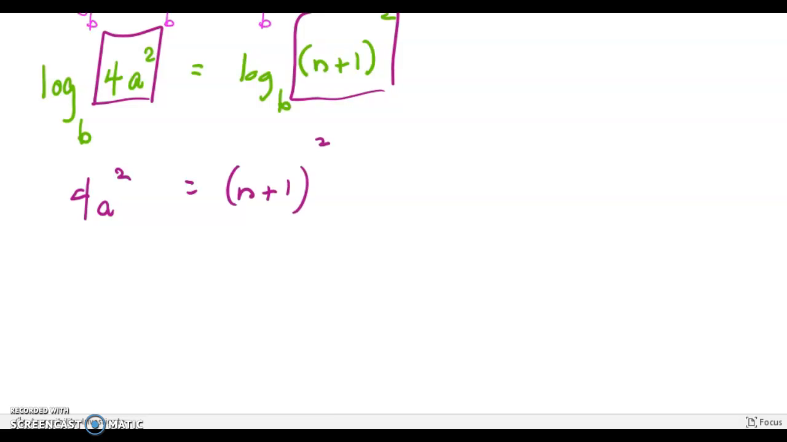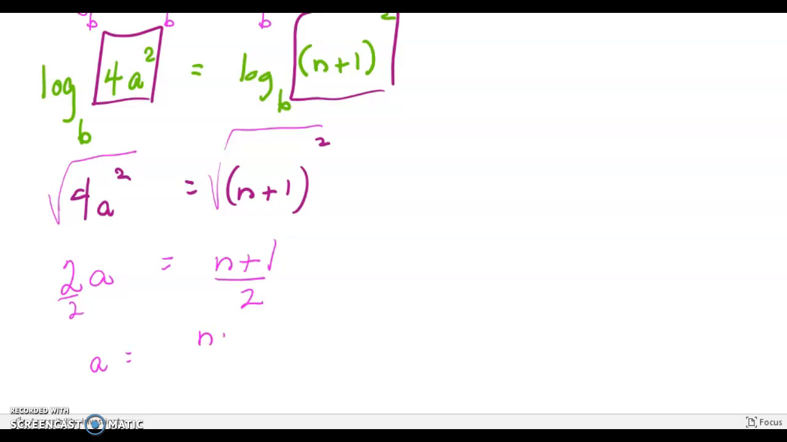All right, let's take the square root of both sides to cancel out squaring. The square root of 4 is 2. The square root of a squared is a. The square root of n plus 1 squared is n plus 1. We divide by 2, and we get a equals n plus 1 divided by 2. And that's what they asked us to solve for. They asked us to solve for a.